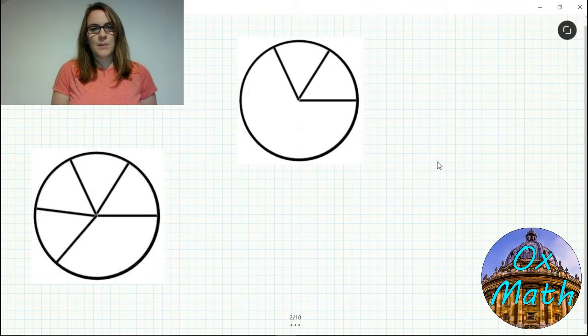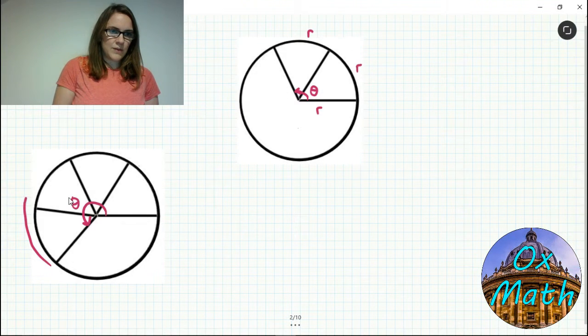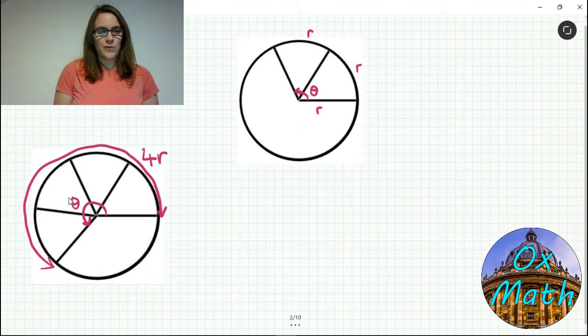If we have a look at a couple of other examples then, again, if this radius is called r, and this time we are measuring this whole angle and calling it theta, this time we have two radiuses or radii around the outside. So this angle here we could say has an arc length of 2 radii. This angle here, if we were to measure the whole way round, would have an arc length all the way around the outside of 4 radiuses, so 4 radii.